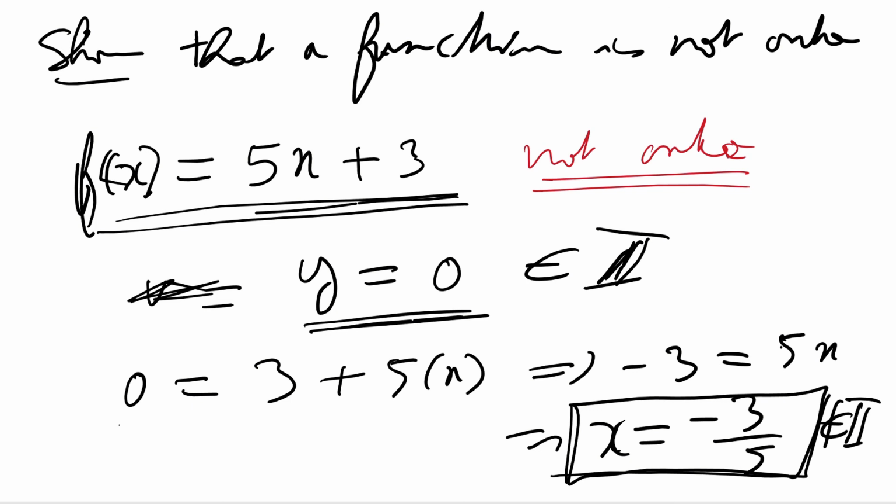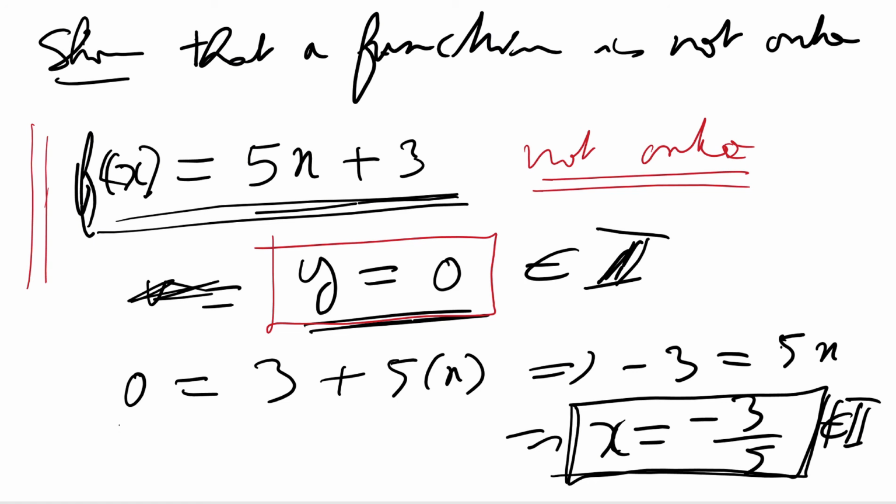So that function is not onto. You have to be careful on this. It's not onto, and we find a counterexample. The only way to show that the function is not onto is to find something that makes it fail. If you pick y equal to 0, you get x equal to negative 3 over 5, which is not an integer. So this function is not onto. That's one way to show that a function is not onto.